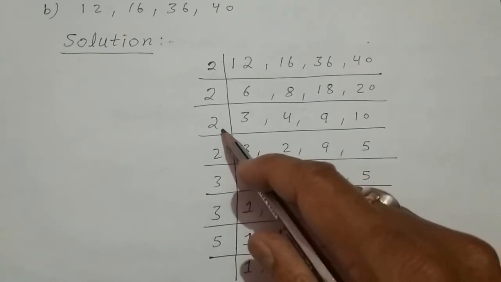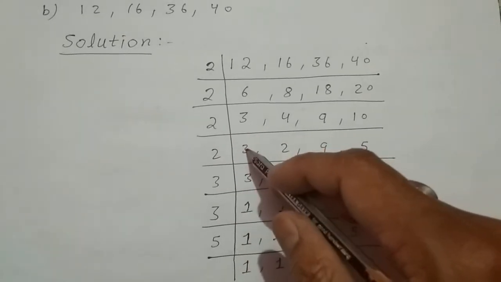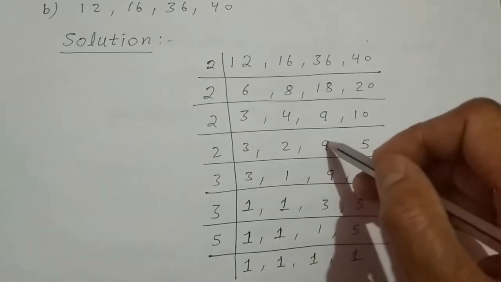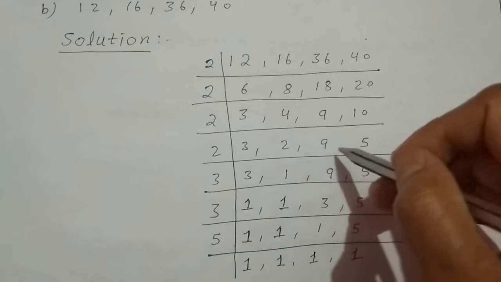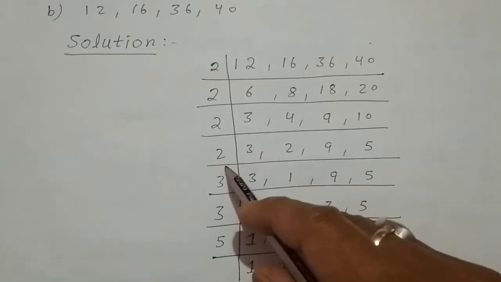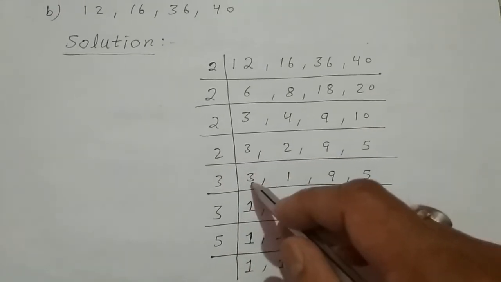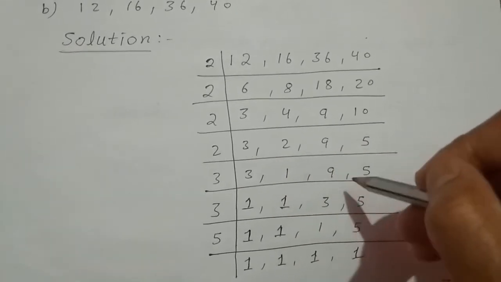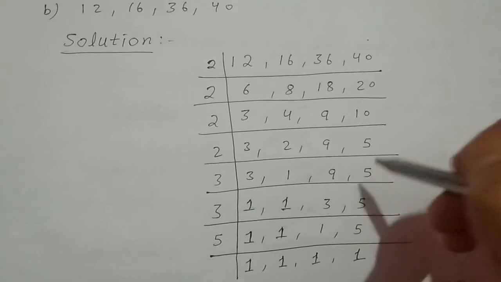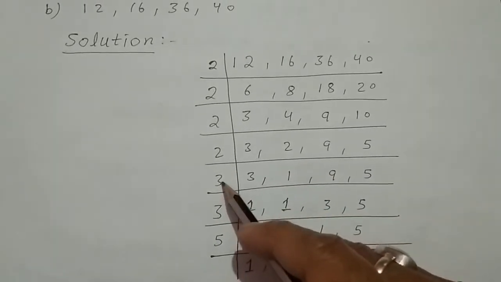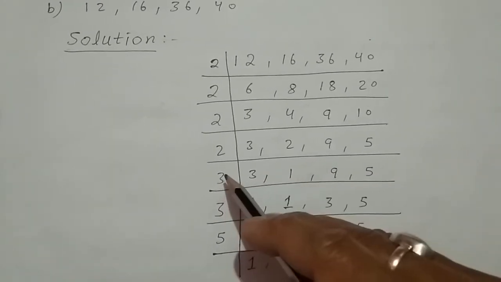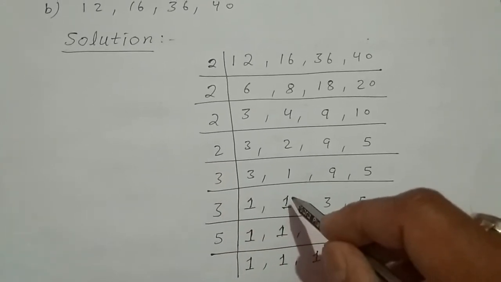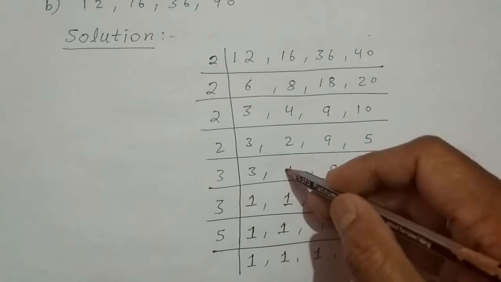Now 6, 8, 18, 20. Divide by 2 again: 3, 4, 9, 10. This 3 is not divisible, we will write 3 as it is. 2 into 2 is 4, 9 is not divisible, we will write 9 as it is. 2 into 5 is 10. Now 2, we will write 3 as it is, 2, 1, 2, 9, 9 as it is, 5 as it is. Now see here 3, 9. So we will divide 3 and 9 by 3. 3 into 1 is 3. Here we write 1. This is 1.